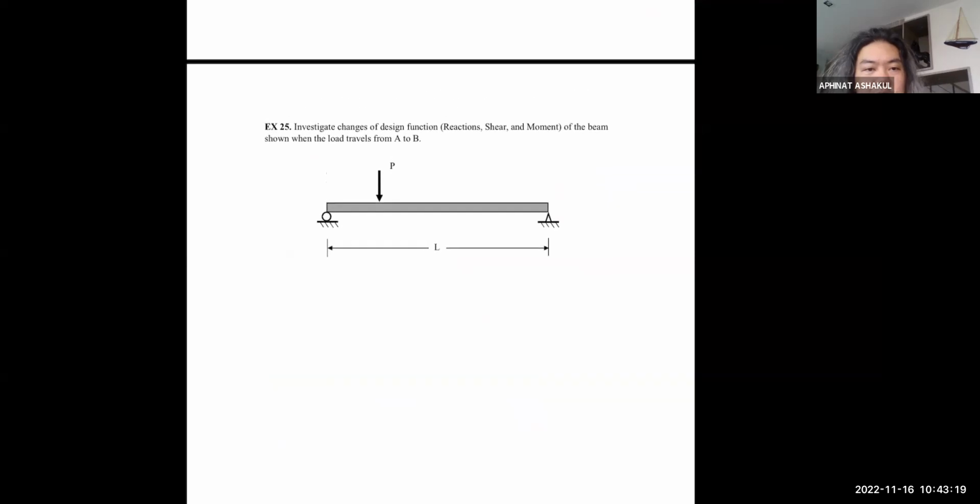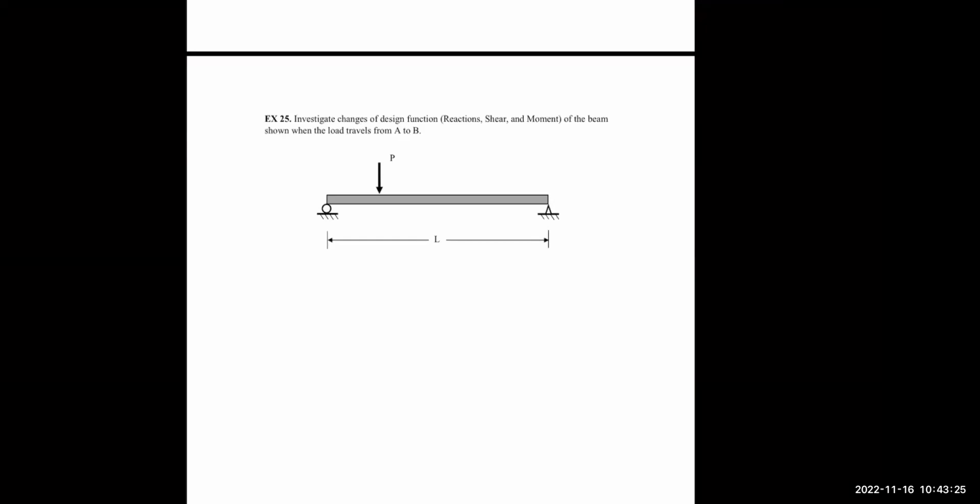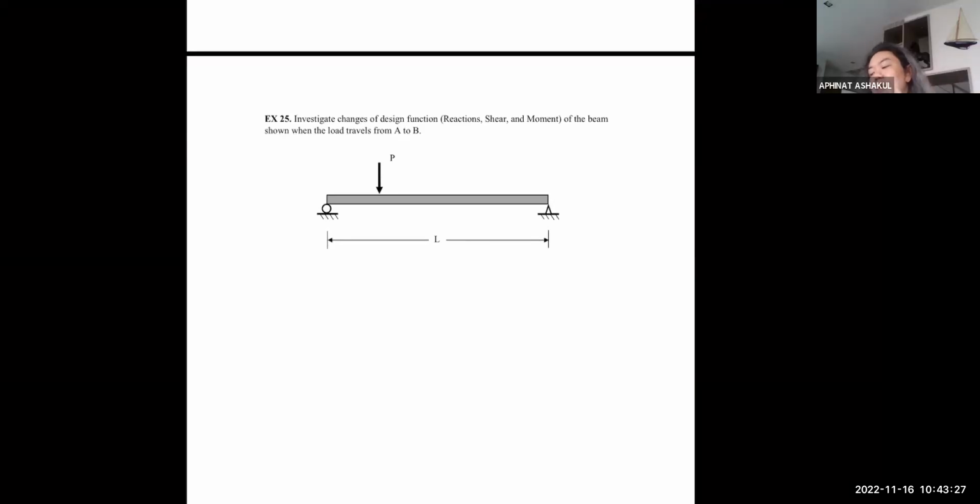So without further ado, please open up this document, and we are going to take a look at example number 25. Do you have that already? Yes. Okay, good. So this is the beam with the load P that moves all over the place.